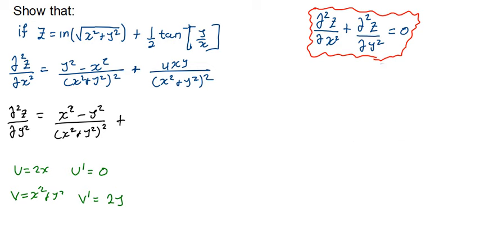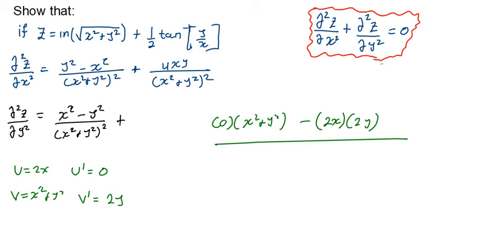So now what we have is u prime by v, that's more like your zero multiplied by your x squared plus your y squared. This is our second derivative we are finding, mind you. So that's minus u by v prime. Your u is 2x, your v prime is 2y, divided by v squared, which is x squared plus y squared, then you square it like that. So this turns out to be minus 4xy divided by x squared plus y squared squared, like that.